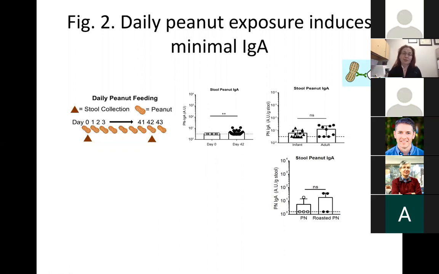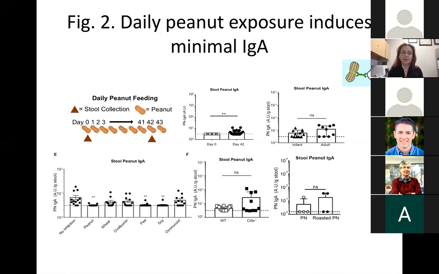One of the things that's postulated to make peanut such a potent allergen is its roasting. So obviously in the United States, a lot of people eat peanuts that are actually roasted, and it's thought that maybe that modifies it in some way that makes it allergenic. But we tried that and it doesn't seem to change the IgA response at least.